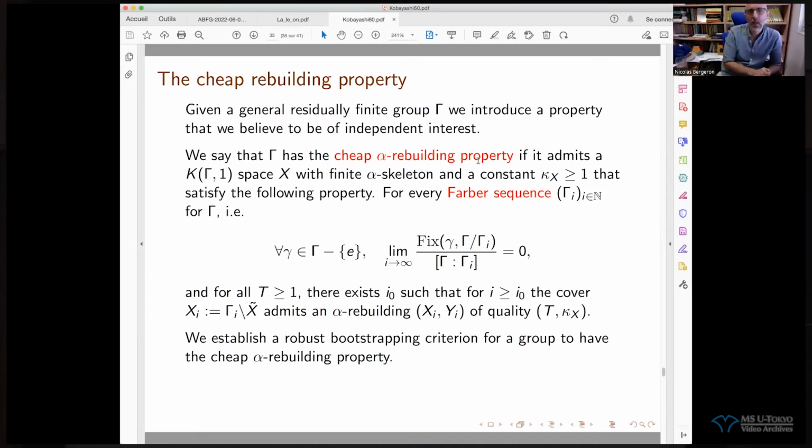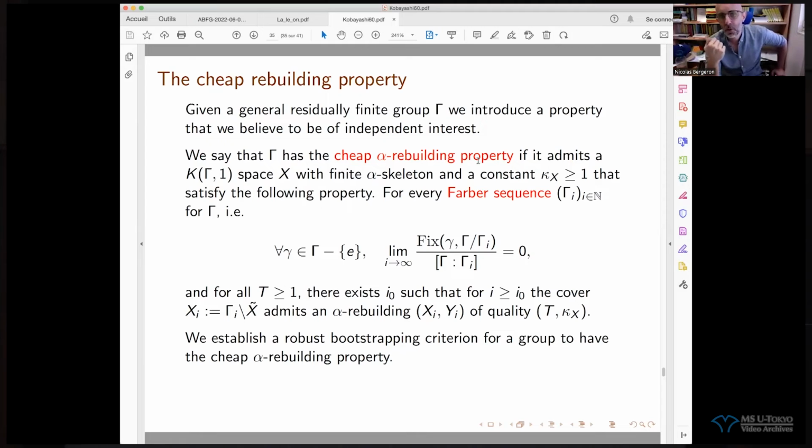So we will say that gamma has the cheap alpha rebuilding property if you can find a classifying space X for gamma, which has finite skeleton up to degree alpha, and you can also find a constant, kappa_X, that only depends on X, so that you have the following property. If you take any Farber sequence gamma_i, I will define what it is.